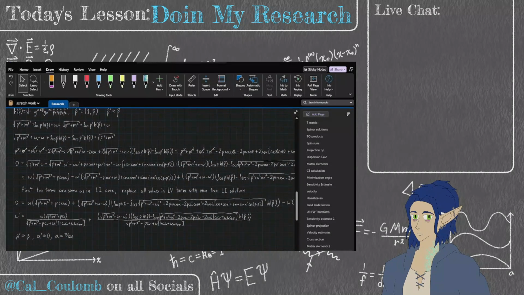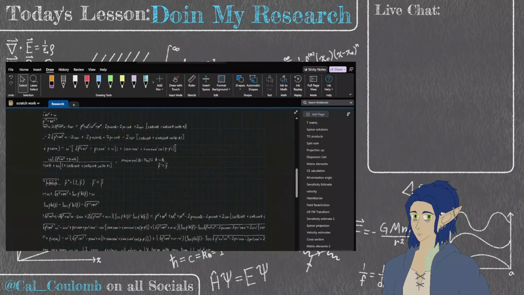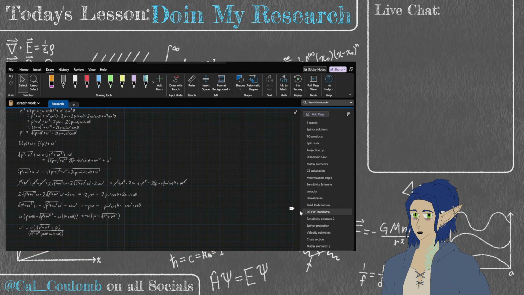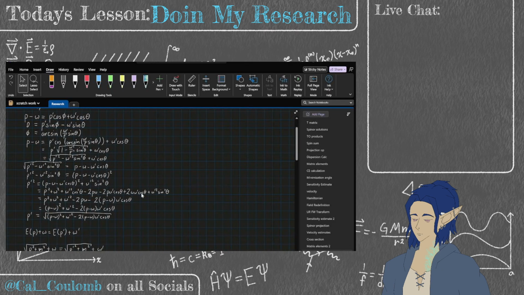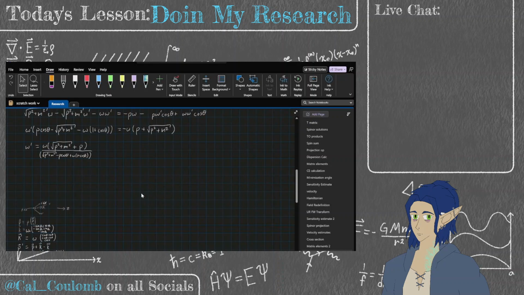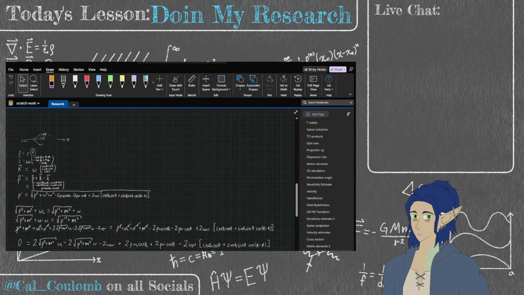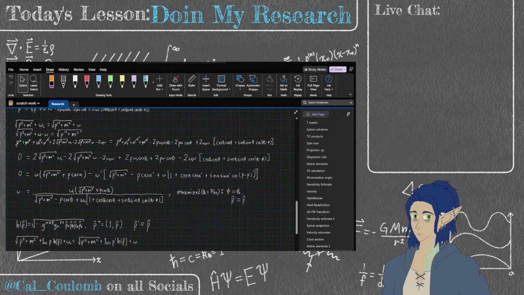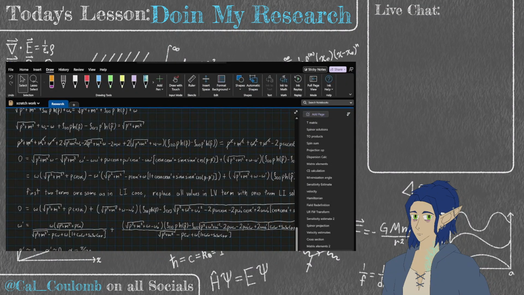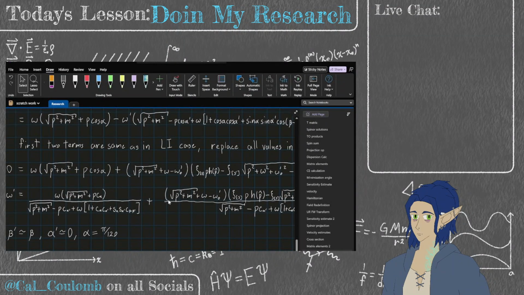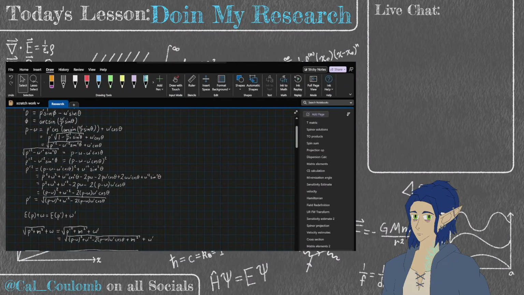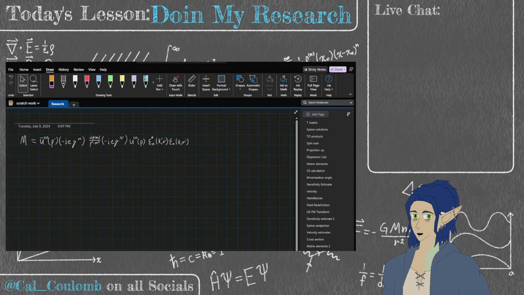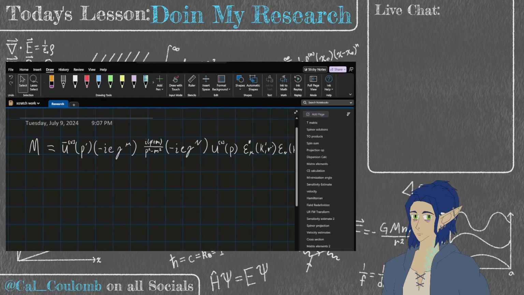Yeah, so this is all the handwork that I've done for this, and then with all of these also filled up pages. Let's see. I was working on calculating these matrix elements.